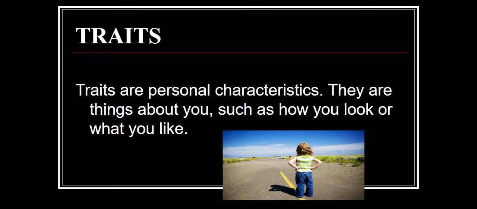Those things that I just listed, like the stripes, the whiskers, the coloring, the way it walks, those are traits. We all have traits, okay? And traits are just characteristics. They're how you look, they're things about you. Traits are personal characteristics. They're things about you, such as how you look or what you like.